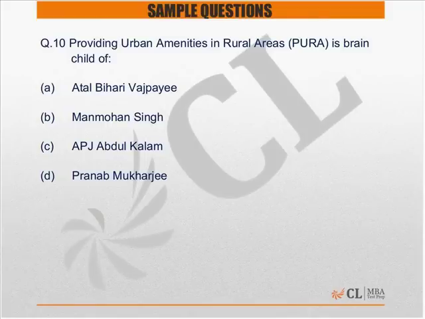Provisions of urban amenities to rural areas is a strategy for rural development in India. Concept given by former President APJ Abdul Kalam and framed by Professor Emerson. Our ex-President Kalam is the right answer, and I congratulate Priyanka. It's option C, APJ Abdul Kalam. If you read any one book of him, whether it is his biography, Wings of Fire, Turning Point, India 2020, A Vision for New Millennium, you can find about PURA. It's option C, friends.